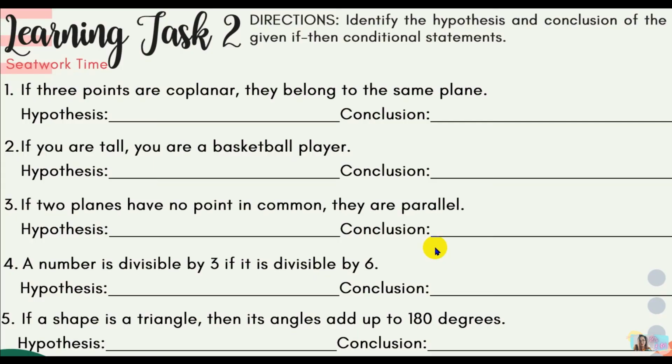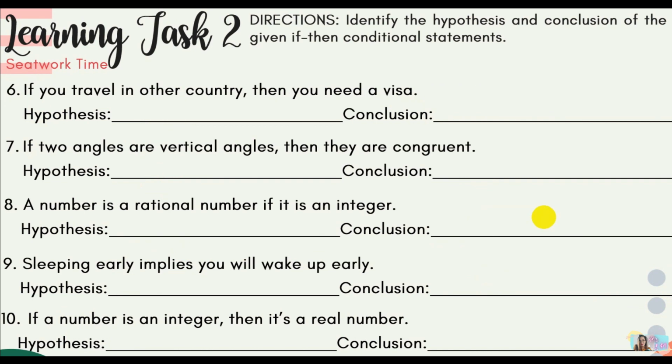Okay? So, now you can do this task. Identify the hypothesis and conclusion of the given conditional statements. So, you are going to identify the hypothesis and write it. Also, the conclusion. So, here are the 5 items. You can pause this video for a while and then write your answer on your notebook or on your paper. Then we also have here the items 6 to 10. Pause this video for you to answer these items.